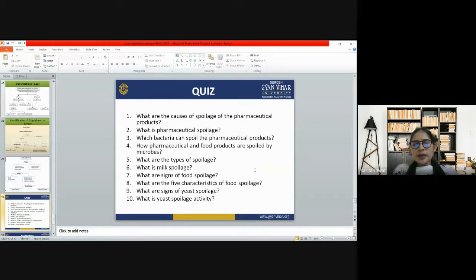What is milk spoilage? What are the signs of food spoilage? What are the five characteristics of food spoilage? What are the signs of yeast spoilage? And what is yeast spoilage activity?